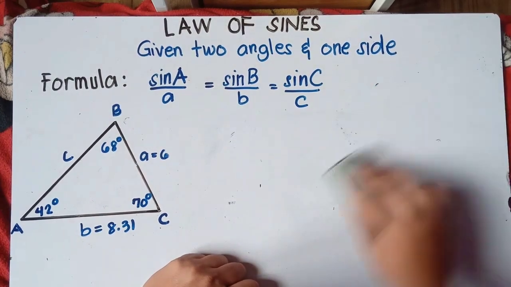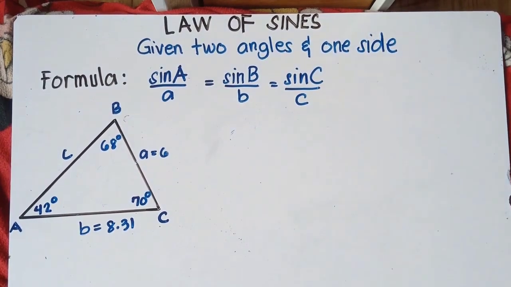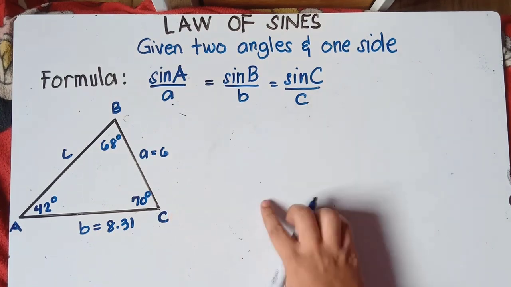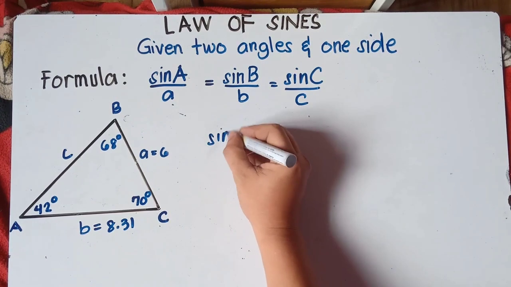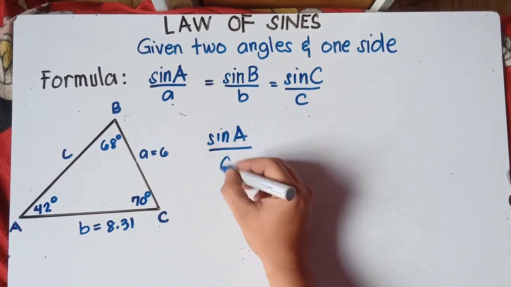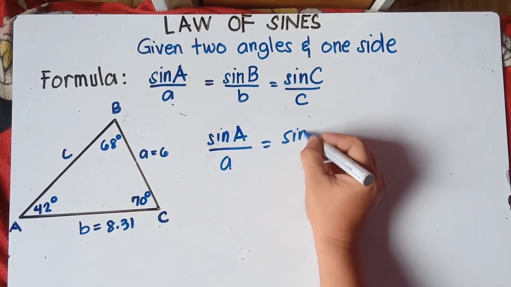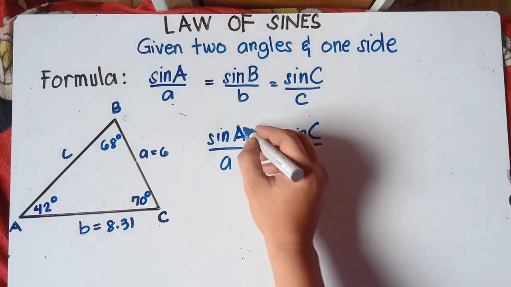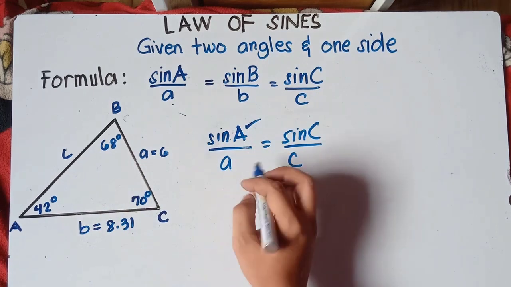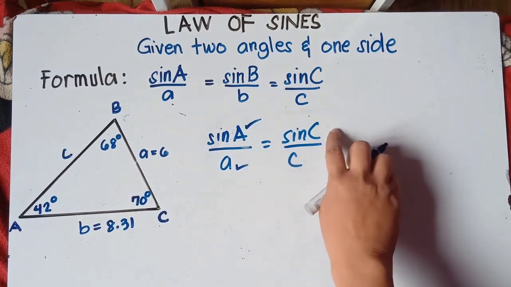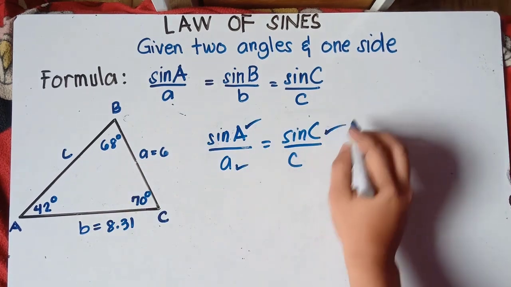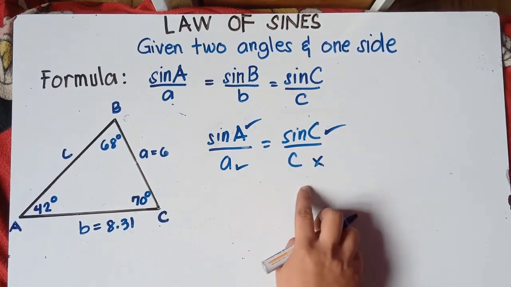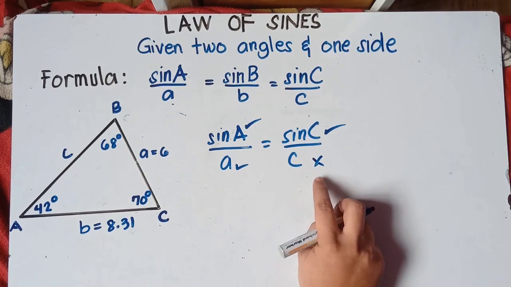Alright, let's find C. So to find C, let's check if we can use sine A over A equals sine C over C. So do we have the value of A? Yes, we have the angle A. How about the small a? Yes, we have small a. How about the angle C? Yes, we have it, and we don't have the small c. So we can use this one because we only have one unknown.